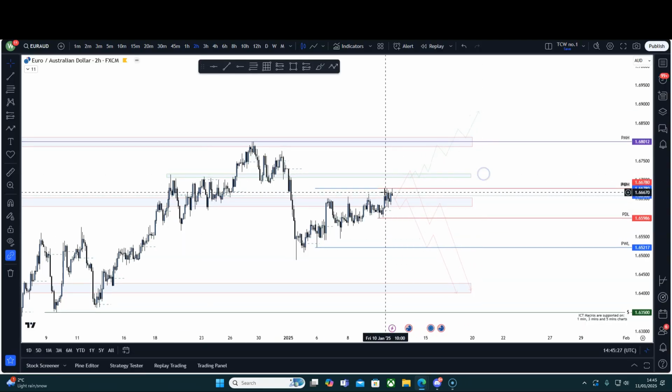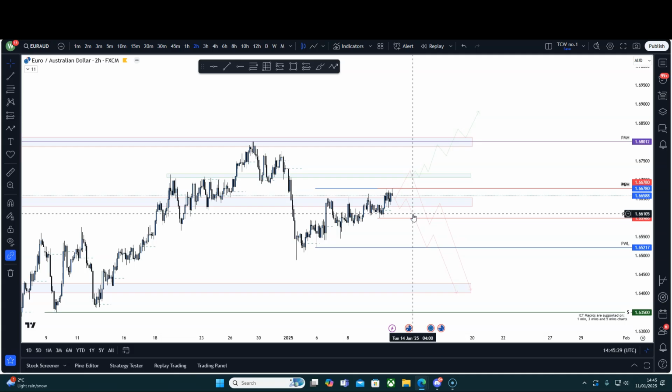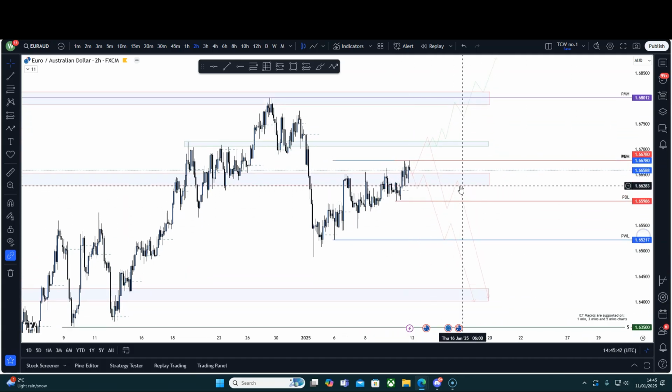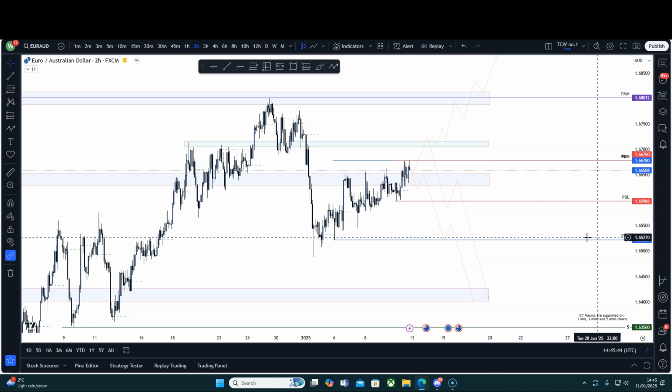Now we may hold these setups for the day, or we may hold them for one, two, three, four, five days. I will not hold over a week, and if I am holding, I will have already scaled out of the position and manage the trade accordingly, moving stop loss into profit.